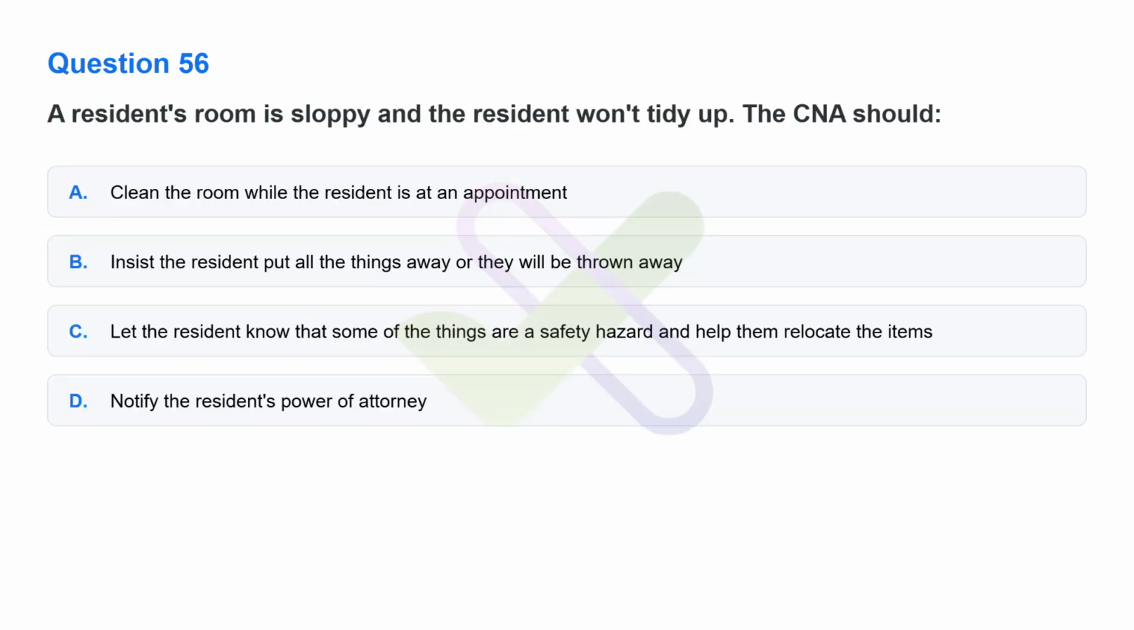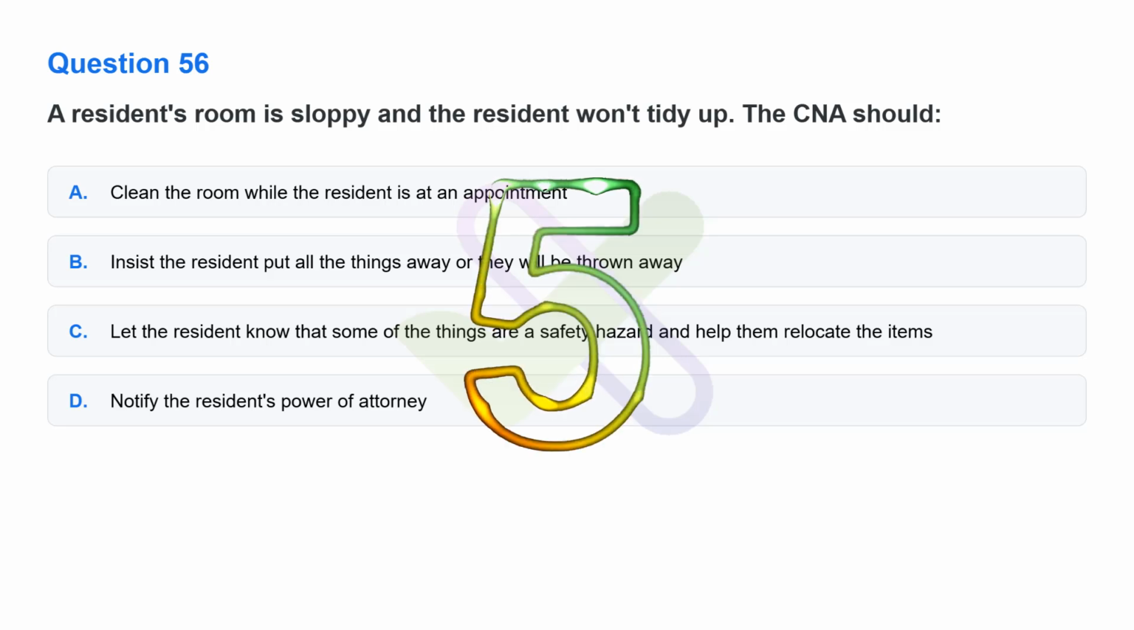A resident's room is sloppy and the resident won't tidy up. The CNA should A, clean the room while the resident is at an appointment. B, insist the resident put all the things away or they will be thrown away. C, let the resident know that some of the things are a safety hazard and help them relocate the items. D, notify the resident's power of attorney.